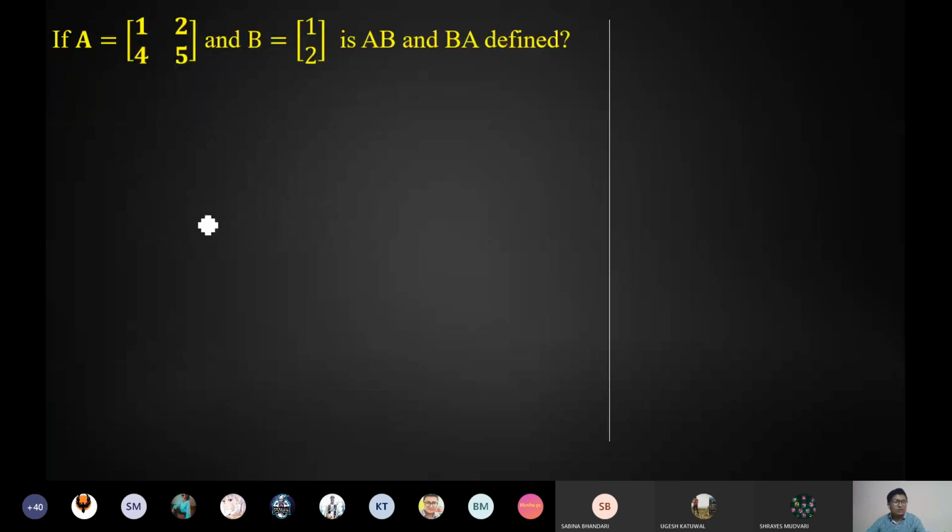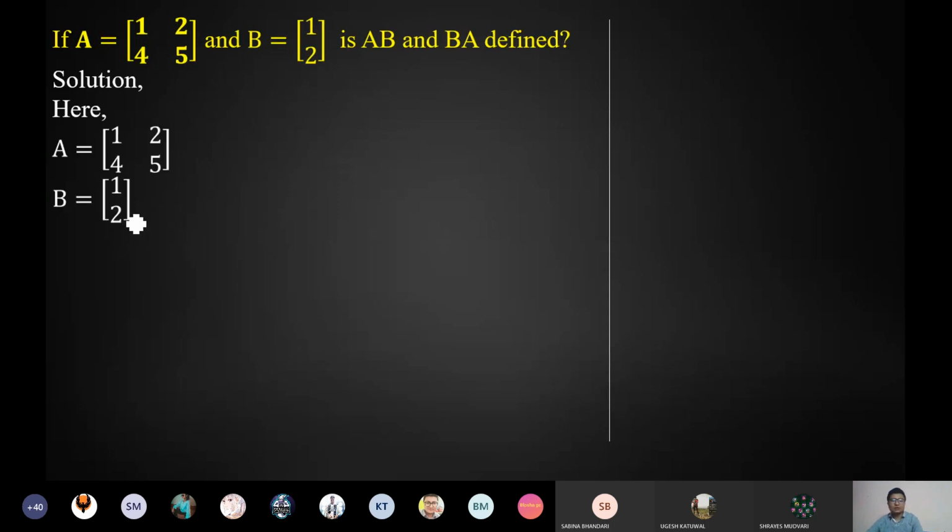Okay, let me display the whole solution. Just write it along with me. Solution here. A is given, just write A, and B is also given, just write the matrix B. For AB to exist, write it fast. For AB, number of columns of A is equal to 2, as Sabina rightly said the answer.